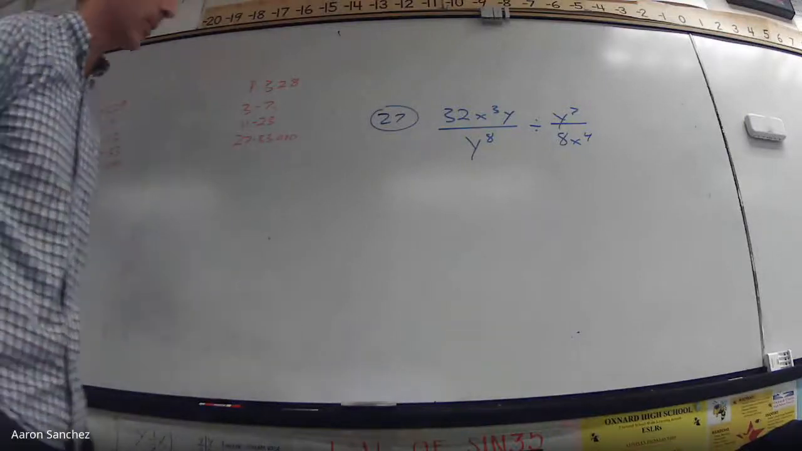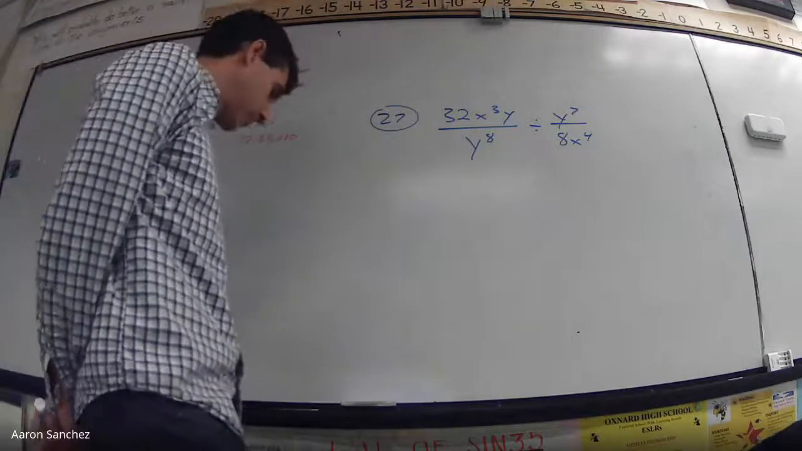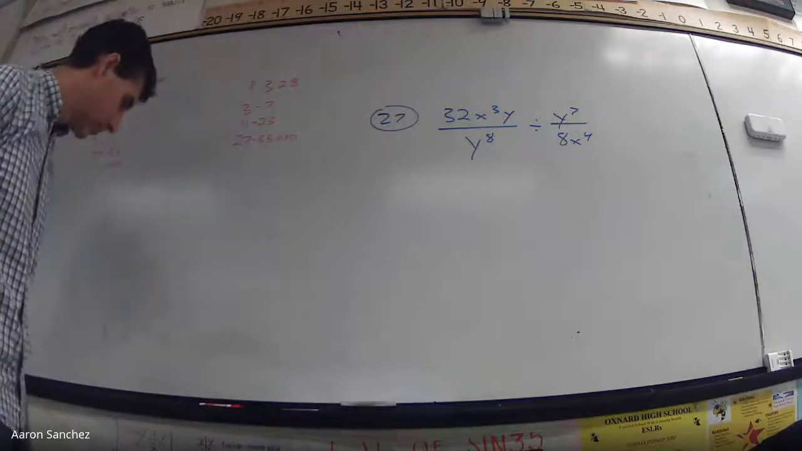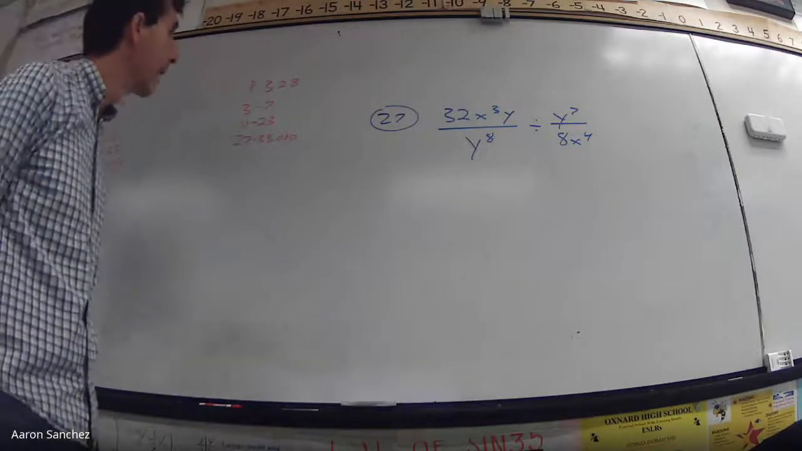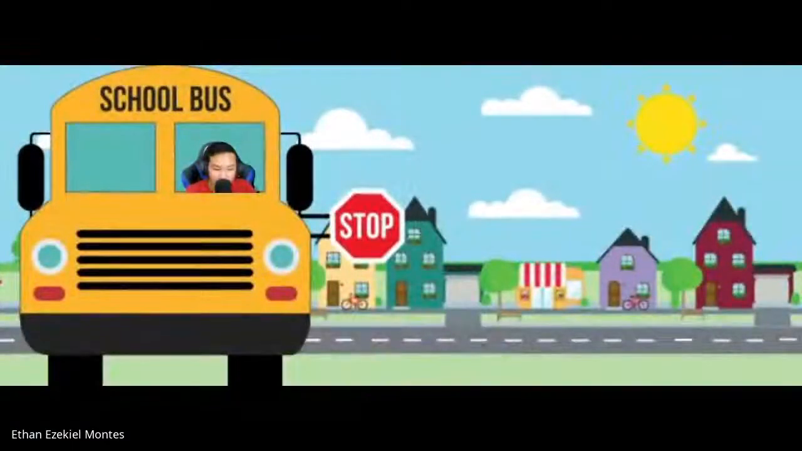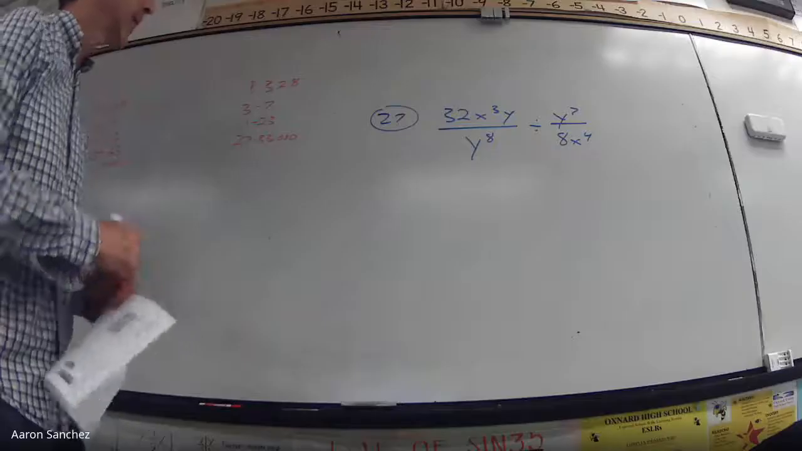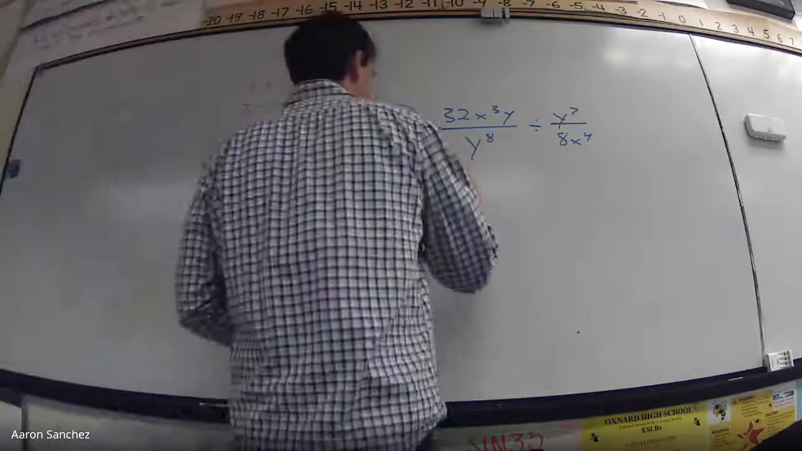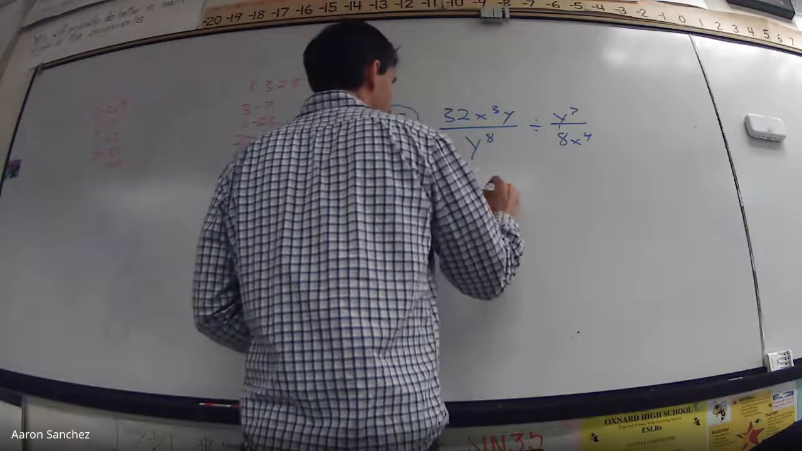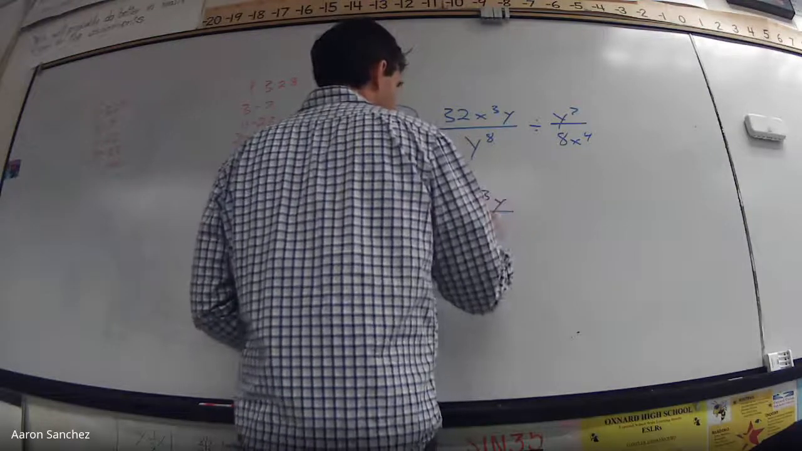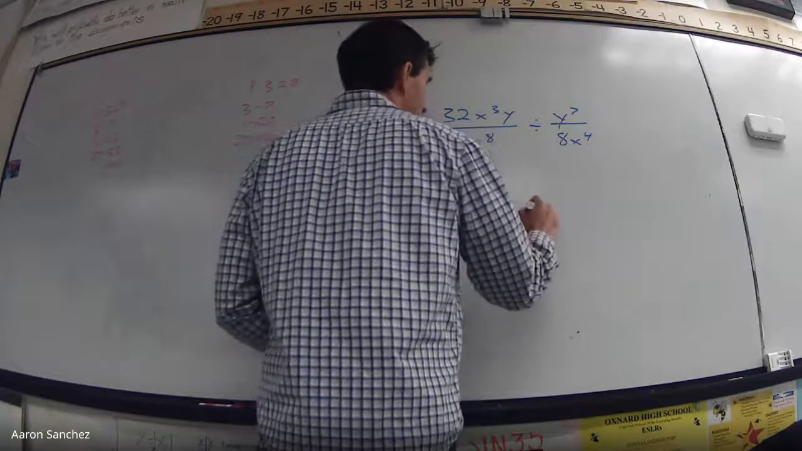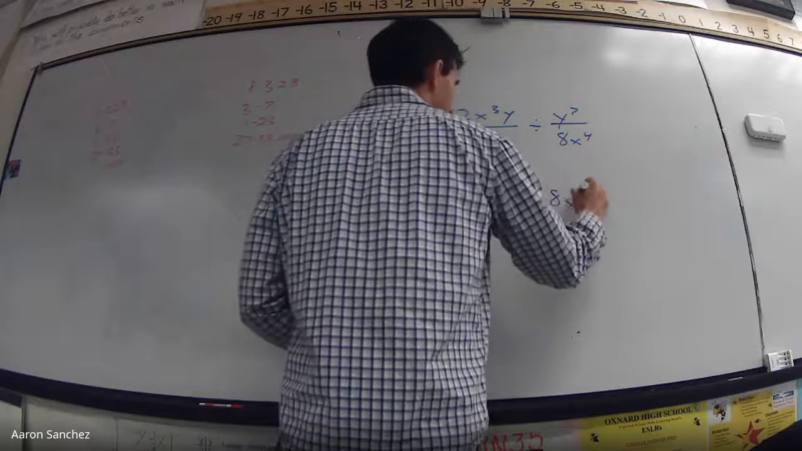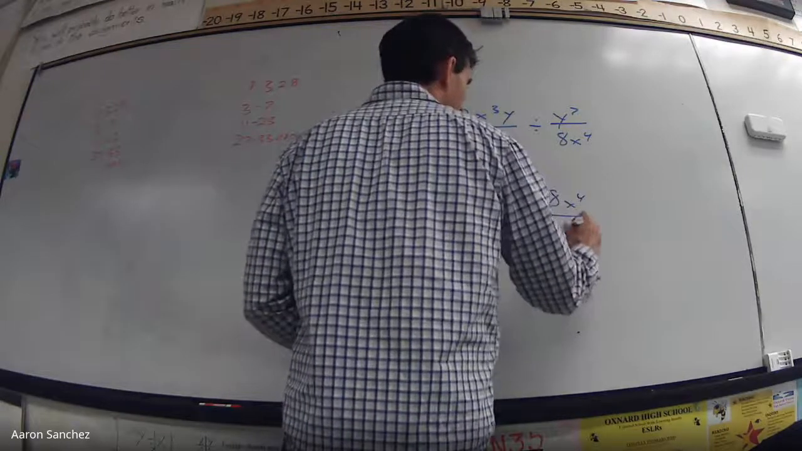Ethan, what's the first thing I'm going to do? Copy the problem, then switch the sign, then flip. There you go. Love it. So we'll say 32x cubed over y to the 8th times 8x to the 4th over y to the 7th.